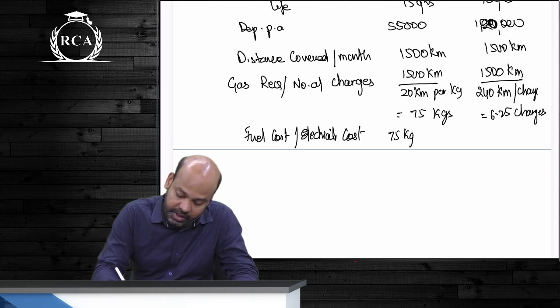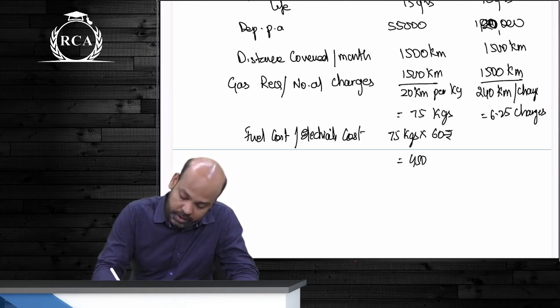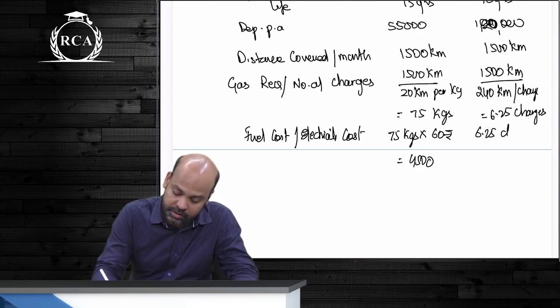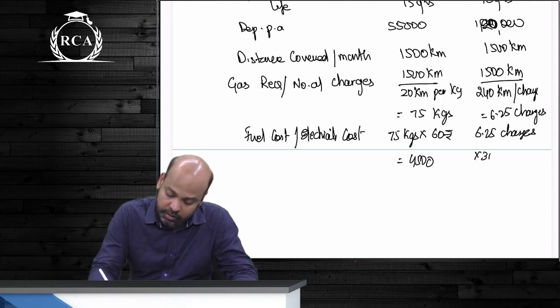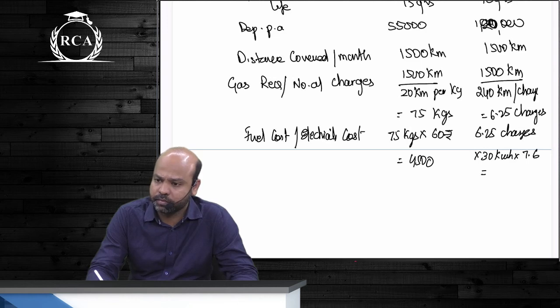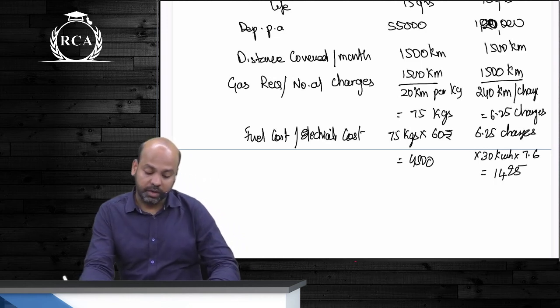75 kgs. Each kg is costing us 60 rupees. 4,500. 6.25 charges. Each charge में बेटा how many kilowatt hours? 30 kilowatt hours. And each kilowatt hour is 7 point, how much will this become? 1425. This is the answer to the second bit.